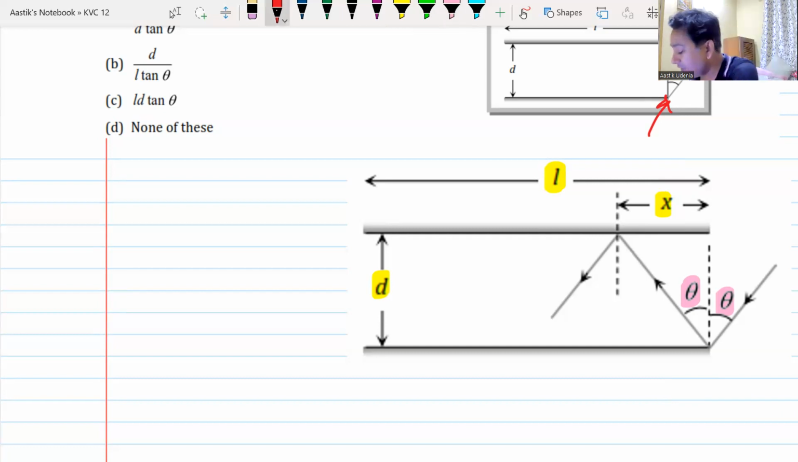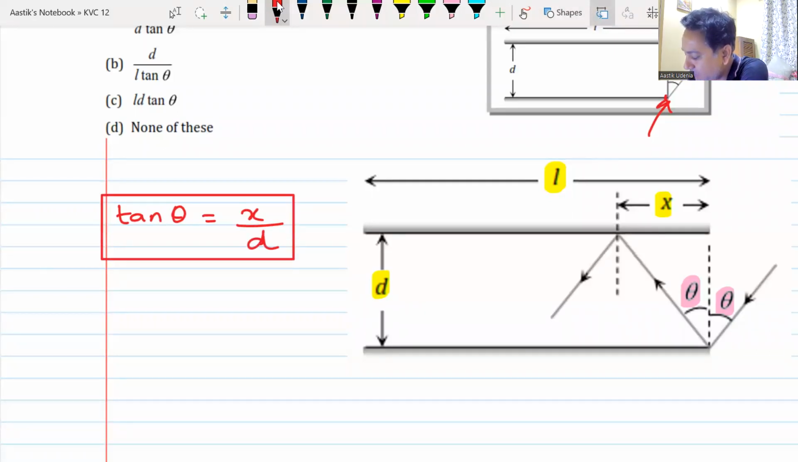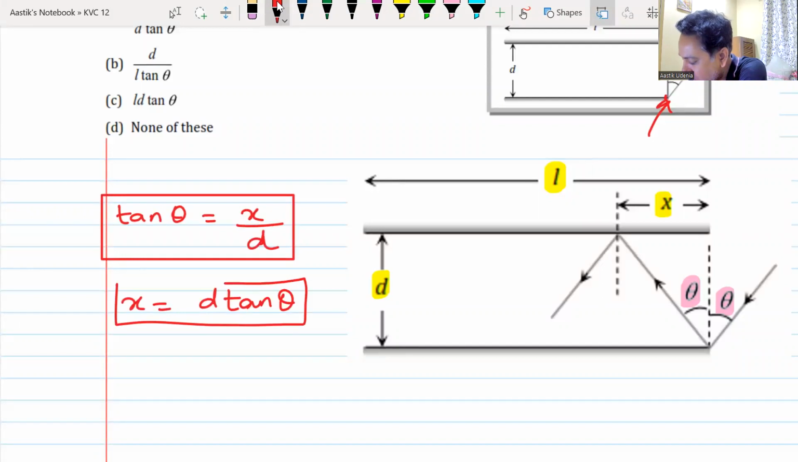Someone was telling me what is the value of this tan theta, beta. x by d. Tan theta is x by d. That is correct. From here, I can find out the value of x. So my x becomes d times tan theta, but that does not solve my problem. I only got the value of x.